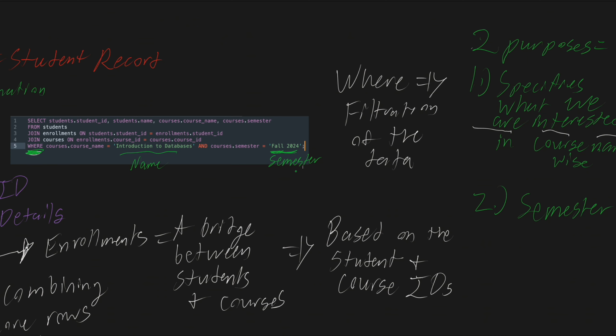And overall, the double filtration ensures that the report generated will exclusively contain records pertinent to the specific course and semester of interest, therefore allowing us to get a targeted query to be able to get specifics on what we are searching for.